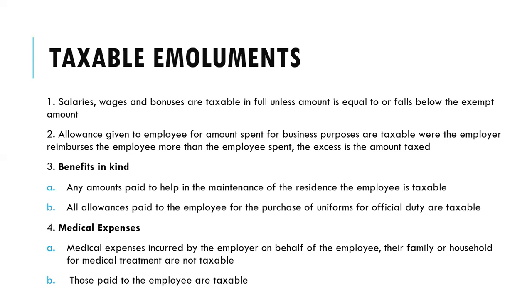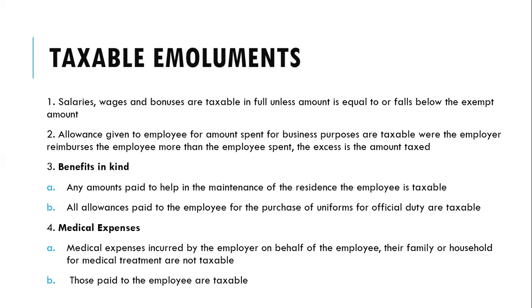Two, allowances given to an employee for amounts paid for business purposes are taxable where the employer reimburses the employee more than the employee spent. The excess is the amount taxed. So for instance, a company did not give you money for lunch, but you're entitled to receive a lunch allowance. Then you go to, say, Hungry Lion, you spend 100 kwacha, then you bring the receipts to the company, but the company reimburses you 150 kwacha. So the difference between those two amounts is taxable income. That 50 kwacha allowance is added back to the net pay so that we can charge tax on it.